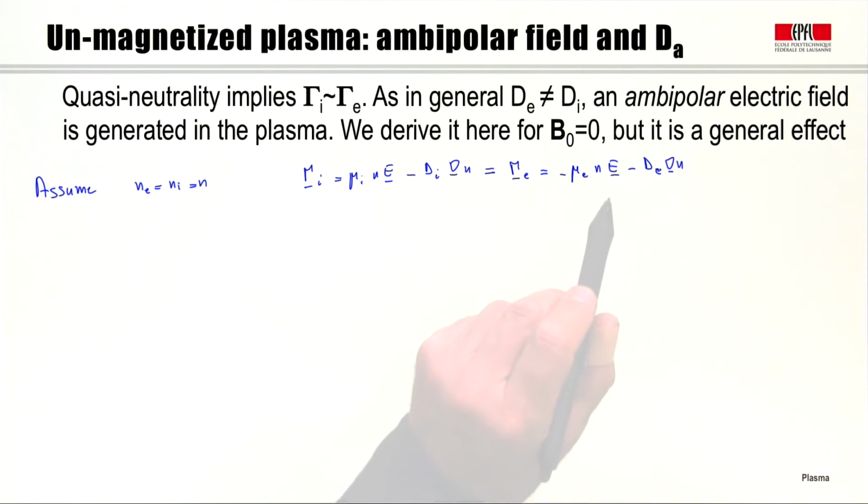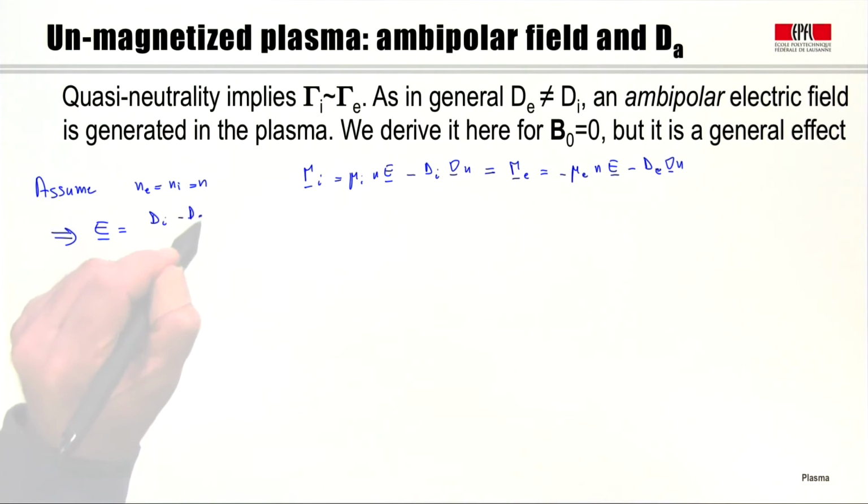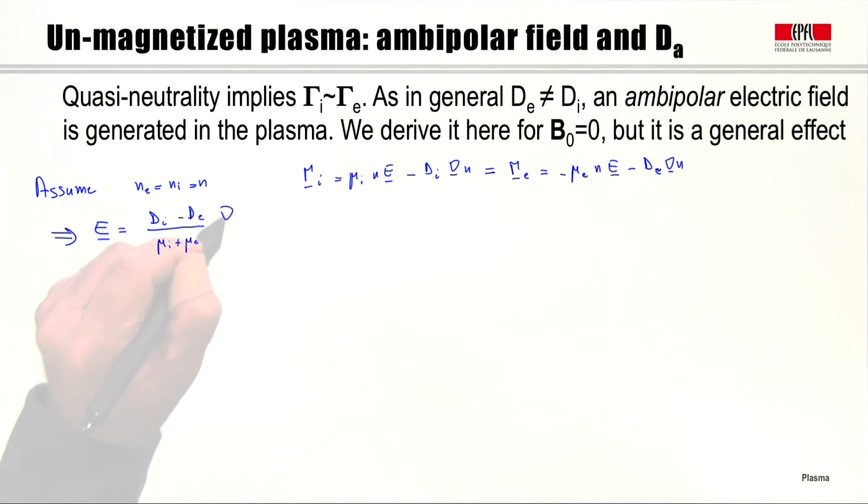So the two have to be equal. It means I can extract the value of the electric field for that to happen, which is simply the difference between the diffusion coefficients divided by the sum of the mobilities times grad N over N.